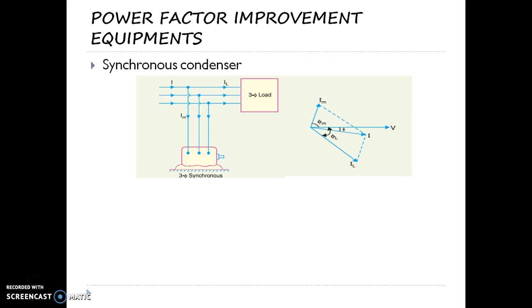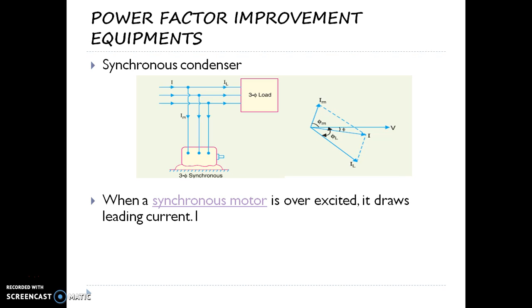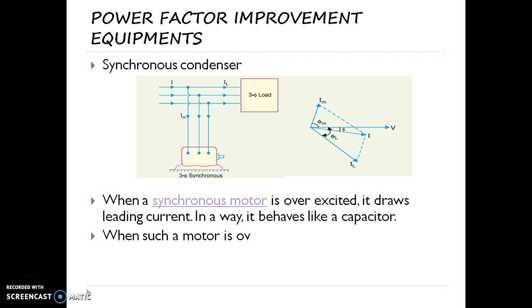Next method is synchronous condenser method. Synchronous condenser method is nothing but a synchronous motor running in overexcited mode at no load. So it draws the leading current and behaves like a capacitor. Hence, the power factor of the system is increased. From this, we can clearly understand when the synchronous motor is running at no load and is overexcited, then it is called a synchronous condenser.